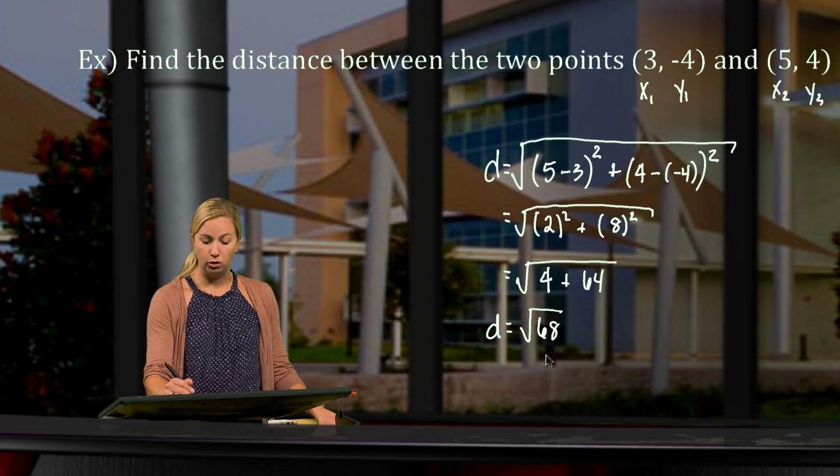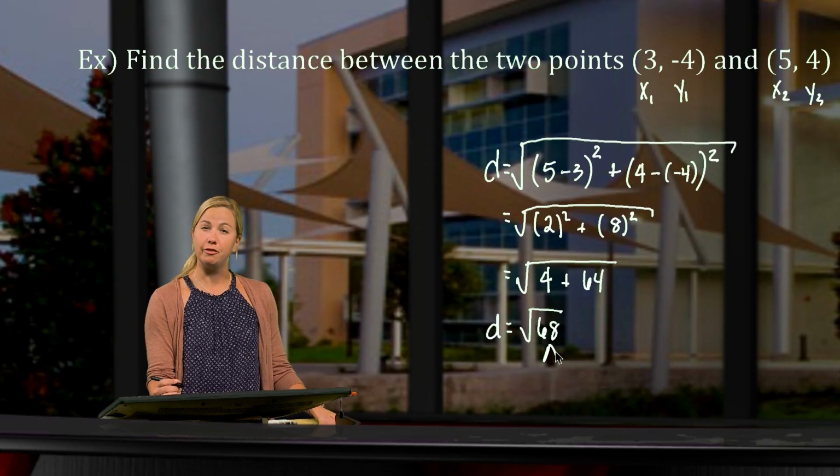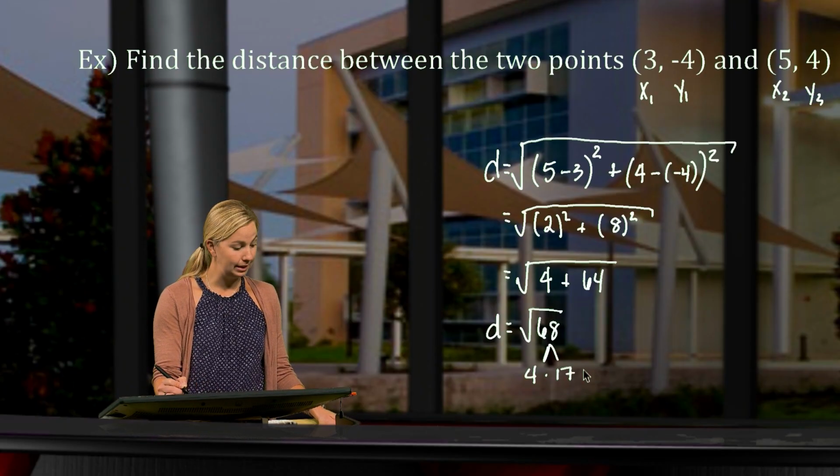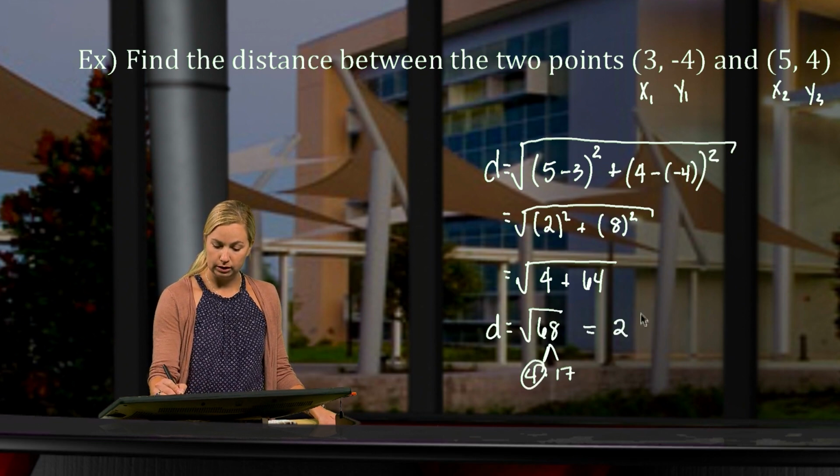To simplify this radical, we're looking for the largest perfect square that's a factor of 68, which is 4, and it's 4 times 17. The square root of 4 is 2, so 2 times the square root of 17 is our distance.